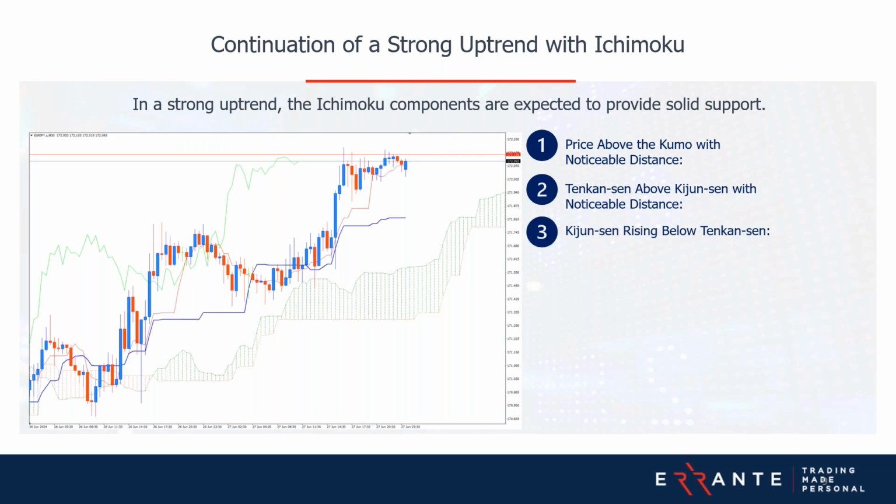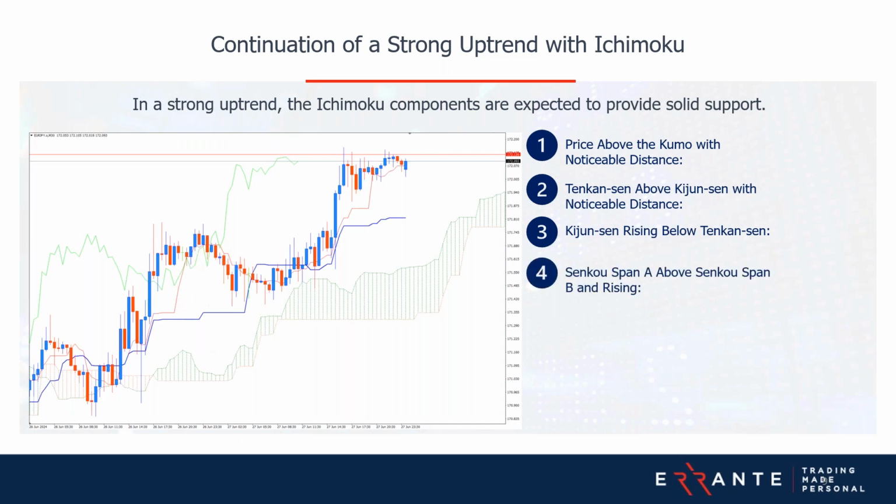And the next one is Kijun-sen rising below Tenkan-sen. The Kijun-sen provides a reliable support level in an uptrend. So its rising nature indicates that the overall trend is upwards, and it supports higher prices, giving traders confidence to hold on to their long position, while the Tenkan-sen reflects a more recent market sentiment, which is expected to be more bullish than the previous. So that's why it's moving above the Kijun-sen.